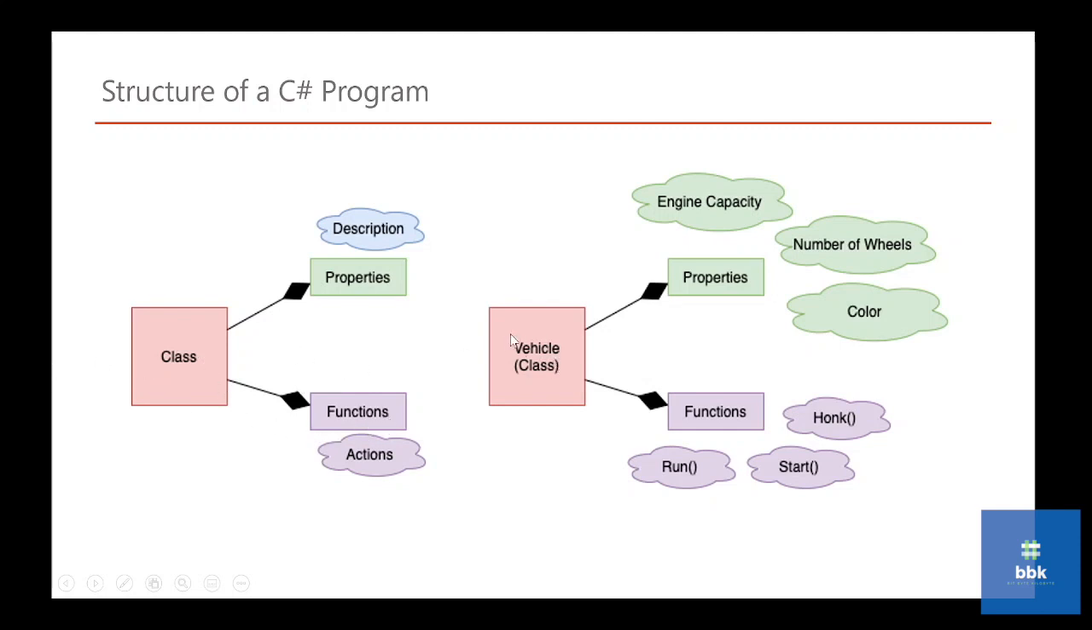Now let's get to an example to clear it further. Suppose we have a class called vehicle. Vehicle can have many properties like engine capacity, number of wheels, color of the vehicle, and so on and so forth. These all comprise its properties, which can differ from car to car, vehicle to vehicle. It also has some functions like it can run, it can start, and it can honk. So this is what a class is all about. A class is a collection of properties and functions. Properties are descriptions and functions are actions.